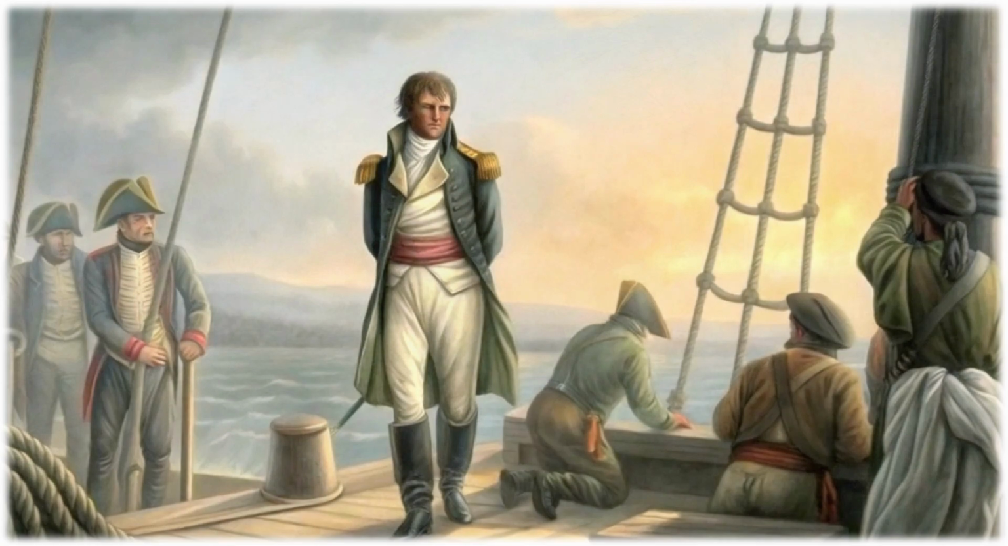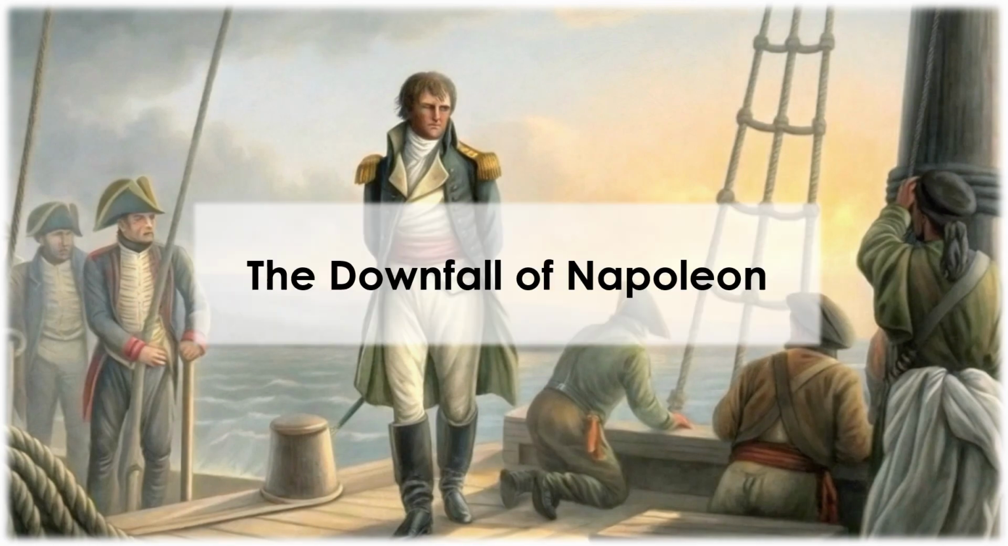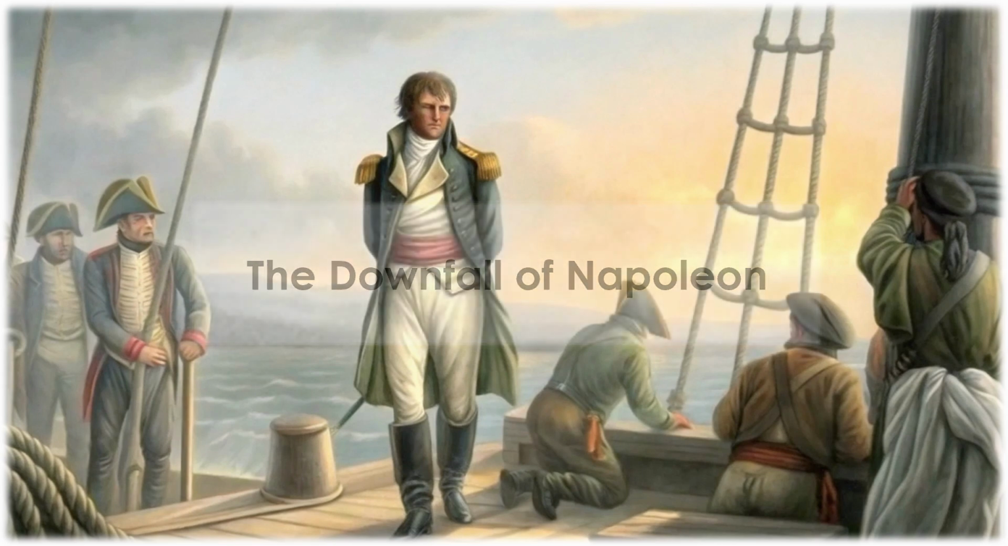After the defeat in Russia, Napoleon became weaker. In 1814, his enemies forced him to abdicate. He was sent to the island of Elba, far away from France. His time as ruler seemed over.